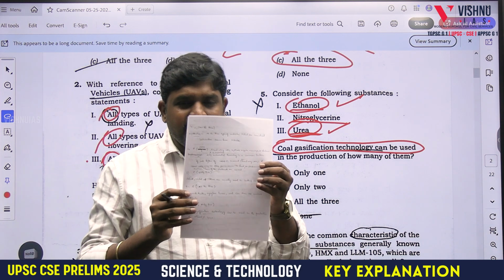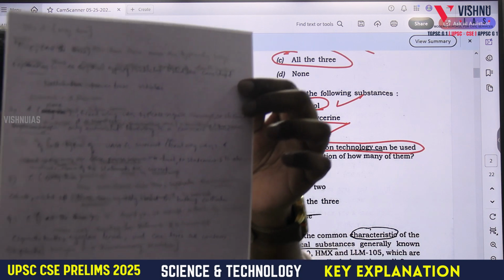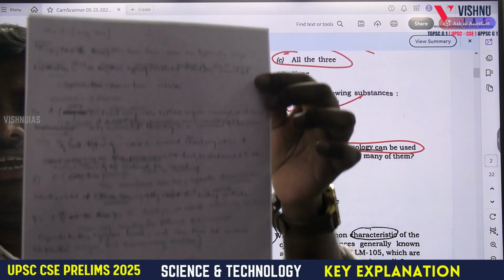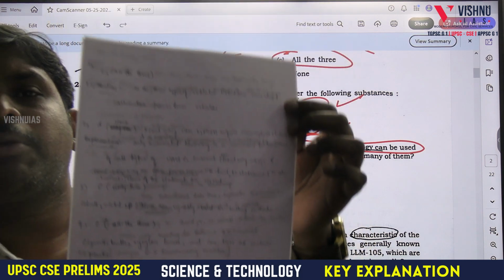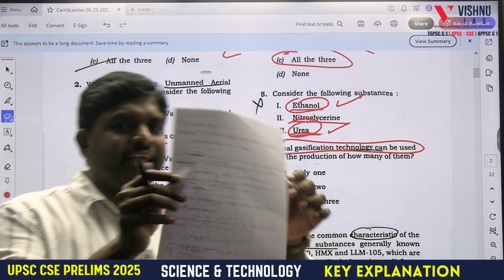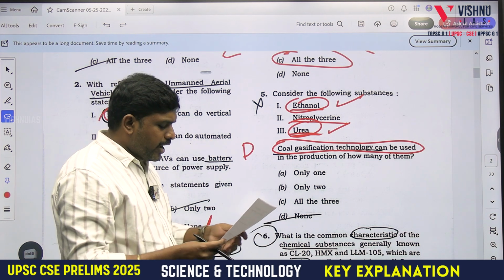So with explanation we have made the key. If it is visible to you, with the detailed information we are going to provide you the key. Within 2-3 hours we will be providing you the key. The explanation is written here why this answer is correct. So in ethanol and urea it is there.